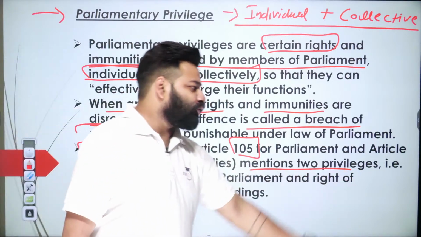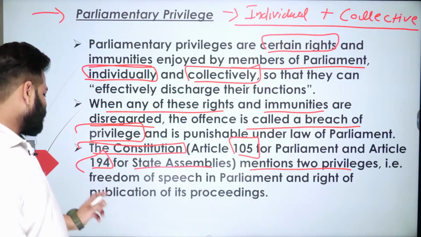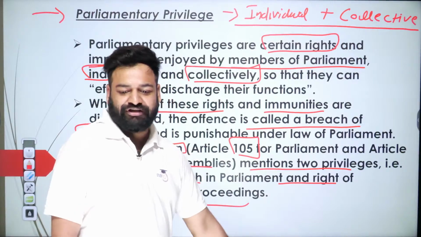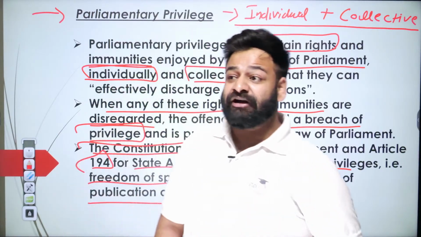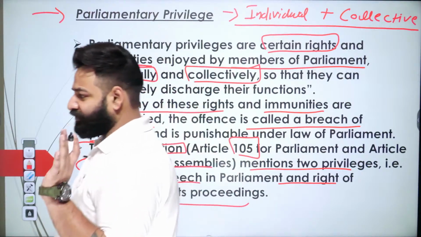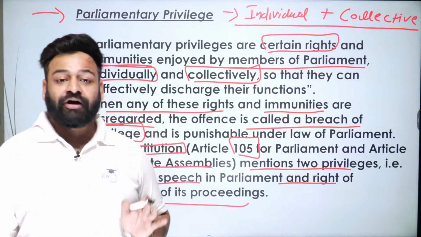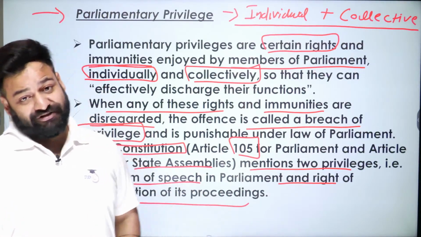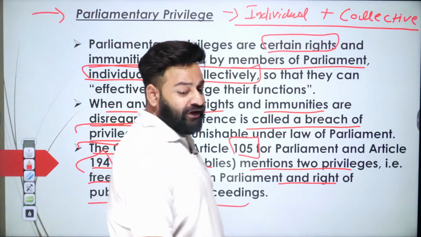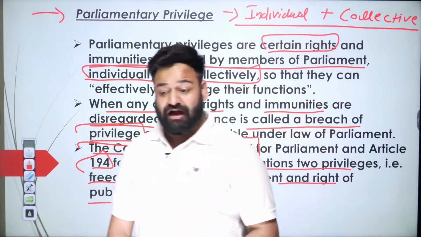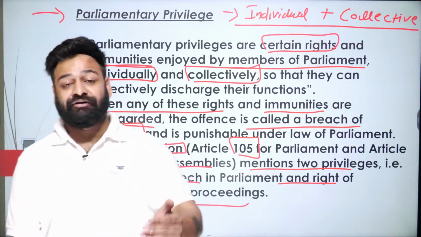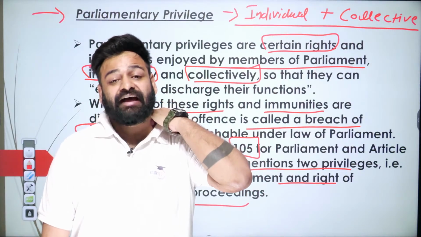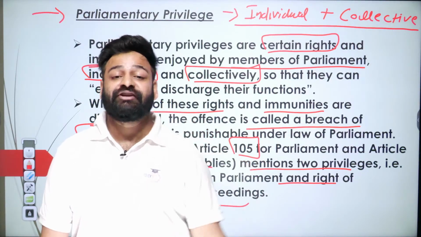So it mentions two privileges, that is freedom of speech in the parliament and right of publication of its proceedings. See, freedom of speech in parliament is absolute. It doesn't come with any reasonable restrictions. Whatever things parliamentarians are speaking inside the premises of parliament, it is absolutely immune. That means they have an absolute right to freedom of speech and expression.